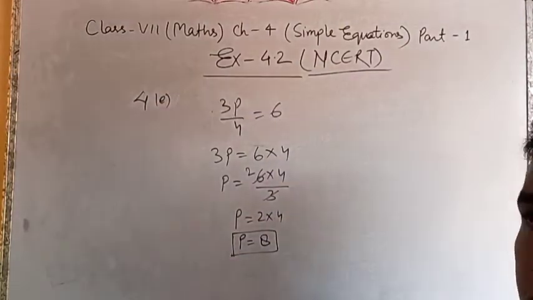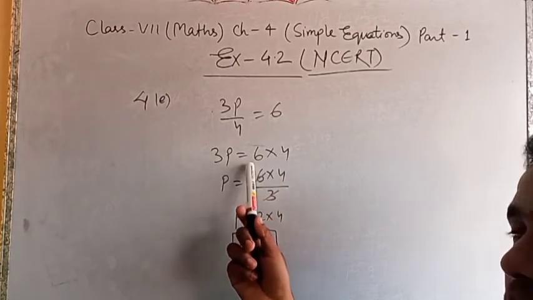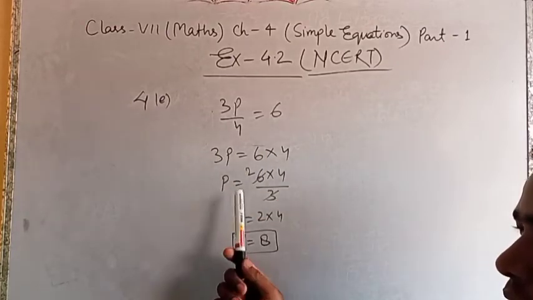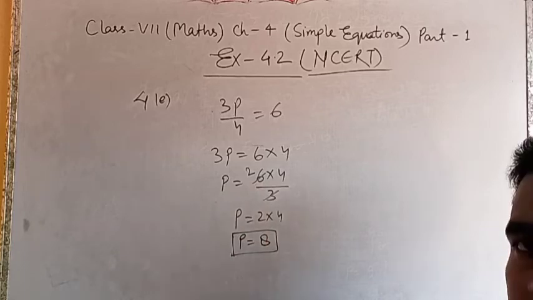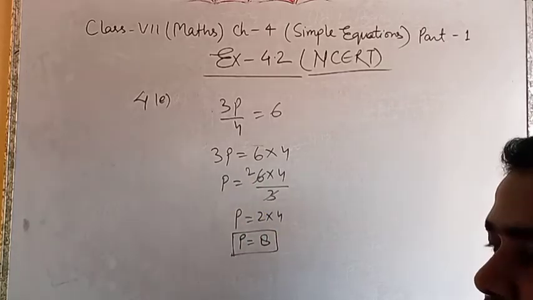3p by 4 equal to 6. Cross multiply. 3p equal to 6 into 4. Clear? Then p equal to 6 into 4 by 3. 3 twos are 6, p equal to 2 into 4 means 2 fours are 8.